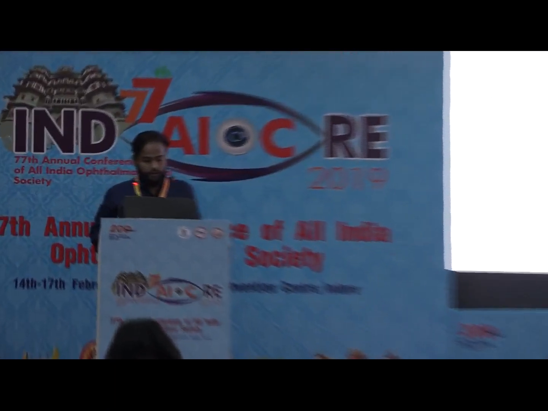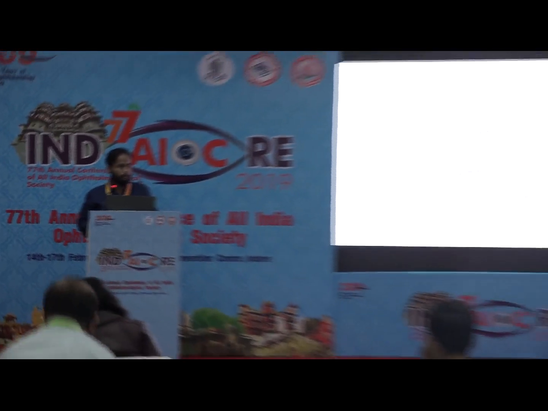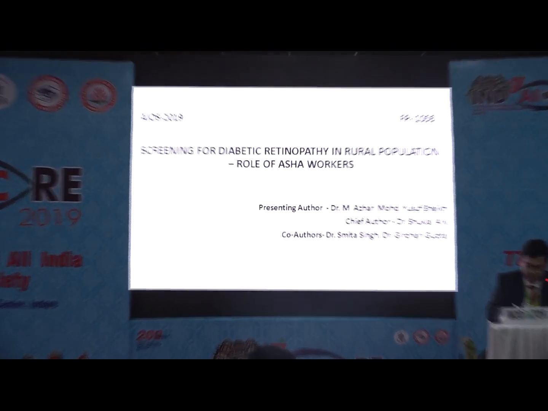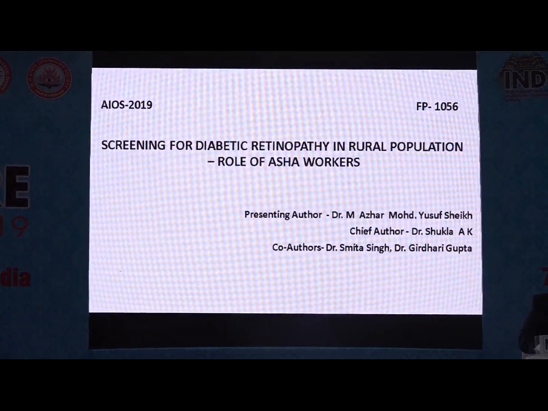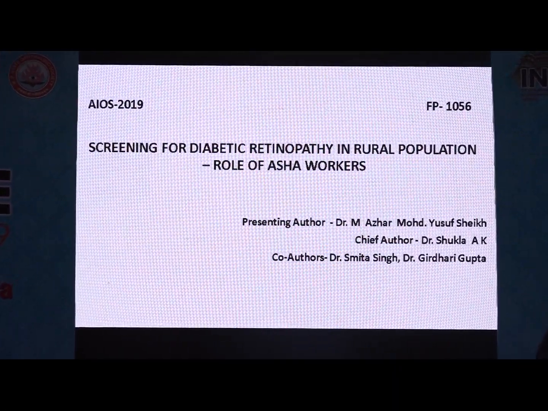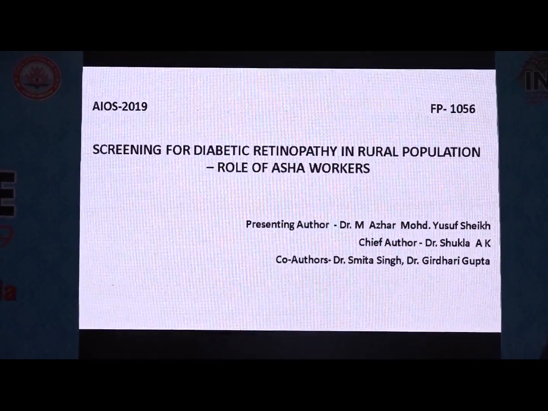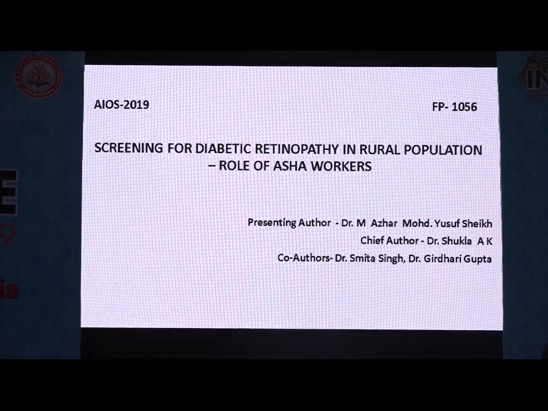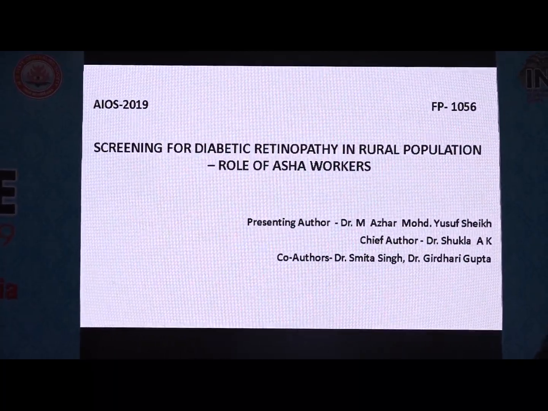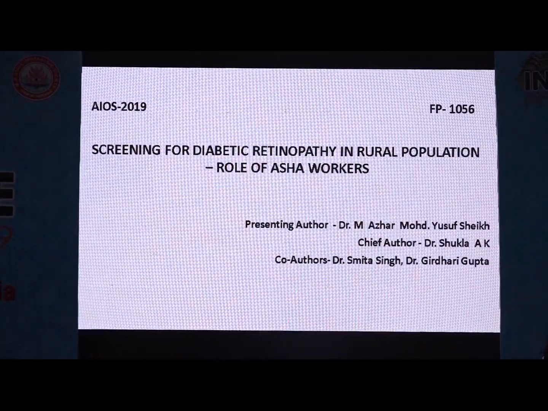Good afternoon, everyone. As we know, the tsunami of diabetes has already taken over the globe, and India is the second largest populated country, with 70% of the population residing in rural areas. So this underserved rural population cannot be neglected. We took an initiative with the help of ASHAs to increase diabetic retinopathy screening in Wardha district.